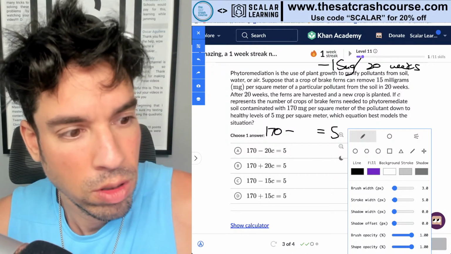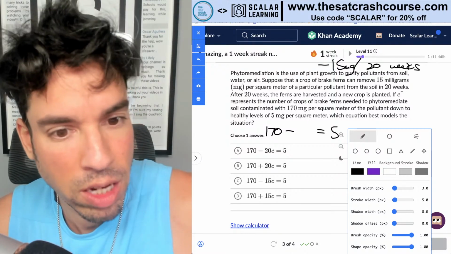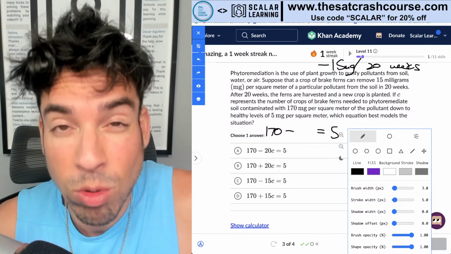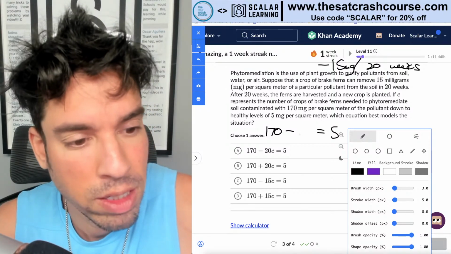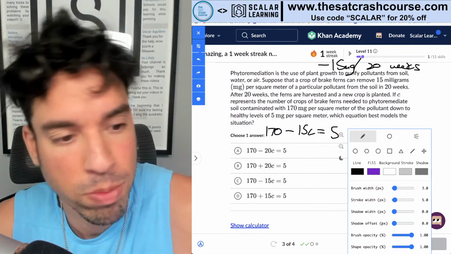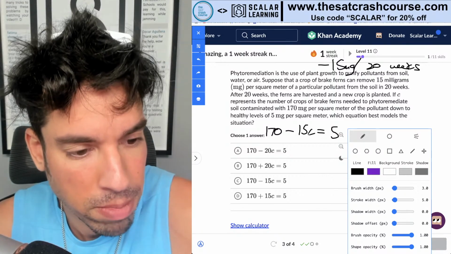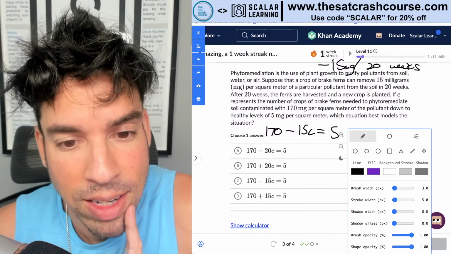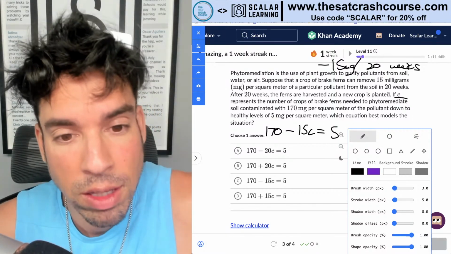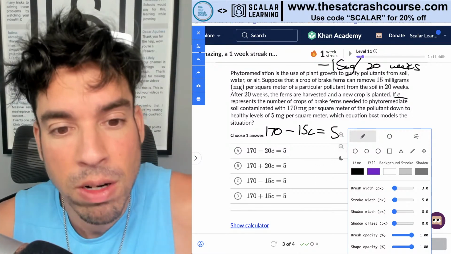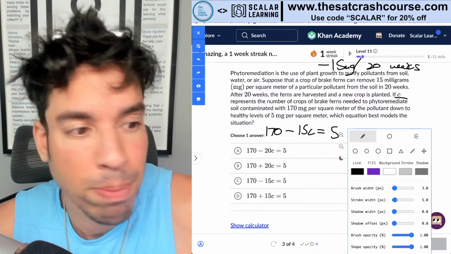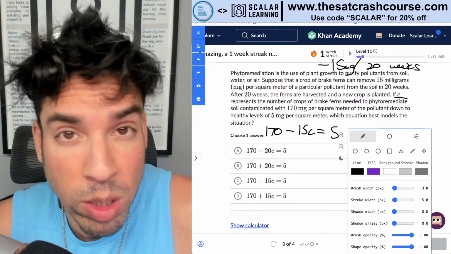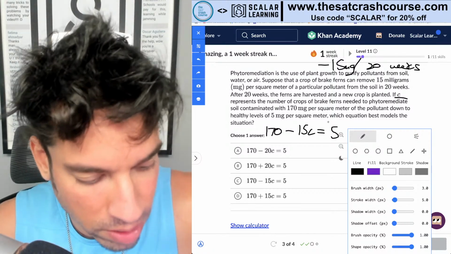They don't give a time thing. So we're just assuming it's 20 weeks. So the time is irrelevant. We're just basically saying 15 per crop. And there's my equation. So it should be 170 minus 15C equals 5. I hope that made sense. If it said the amount of weeks, then maybe we could have something different. But it doesn't say per week. It just says per crop. So 15 milligrams for every crop over 20 weeks, but they're talking within a 20-week period. So the time is irrelevant.